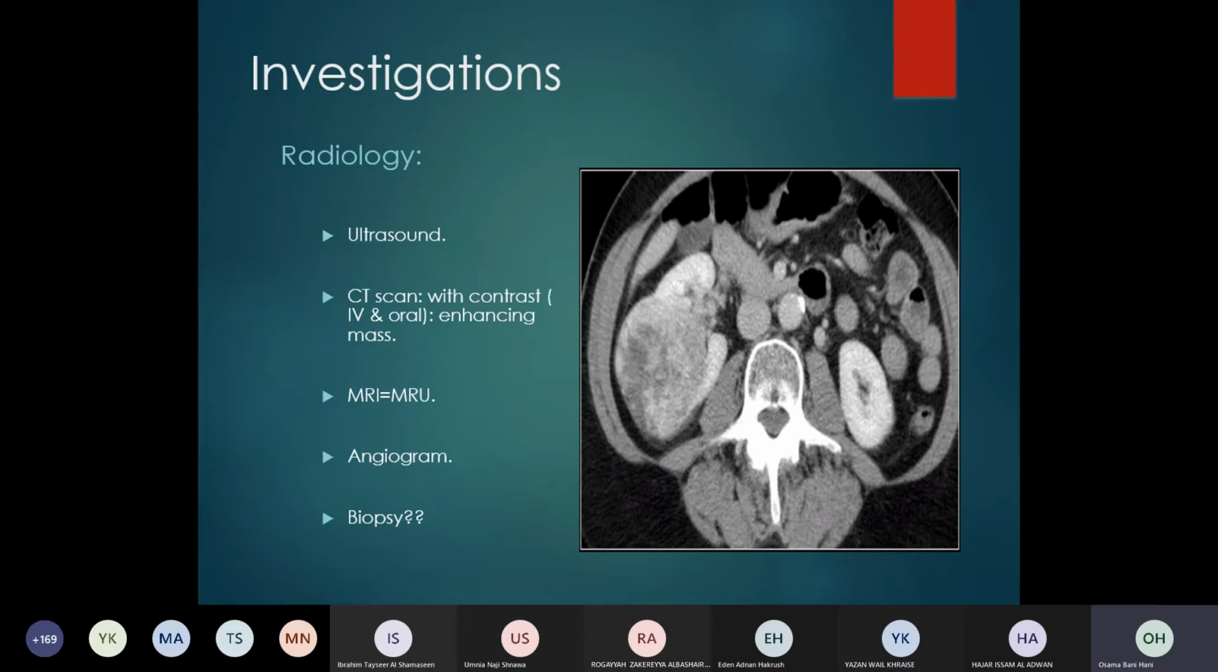If you go to the radiology investigations, which are the most important thing, you have to see the tumor yourself, either with ultrasound or CT scan. But the CT scan should be with contrast, IV and oral. It should be with contrast, and if it is a tumor, it will be enhancing. So the tumor or the mass will take up the contrast.